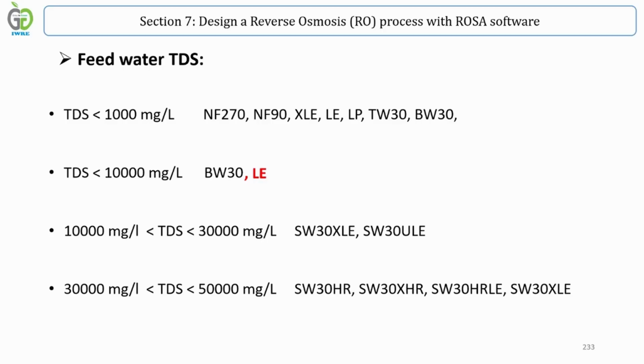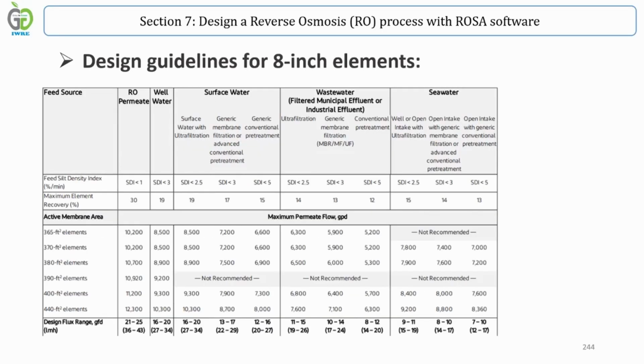To calculate the number of the elements, we need design flux. For this, you have to look at this table. According to the feed source, that in our case is surface water with STI less than 5, a design flux between 12 to 16 is suitable. To reduce the cost, I consider 15 as design flux for this case. You can also download the components of this table from the website in lecture 18.